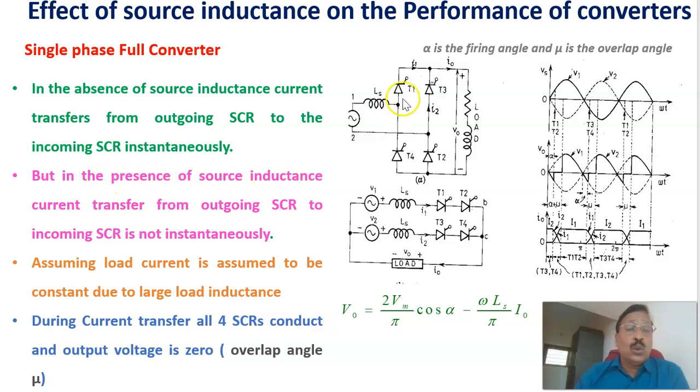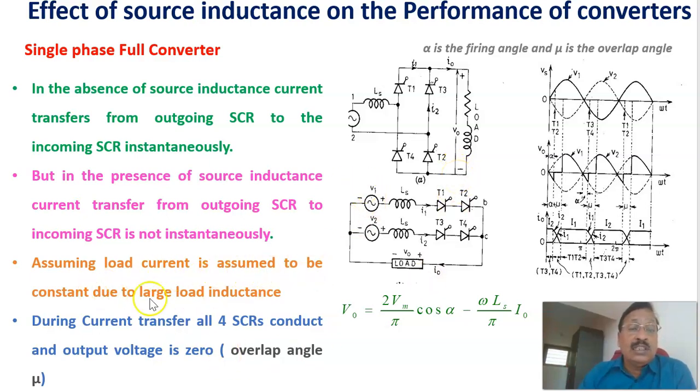In the presence of source inductance, current transfers from the outgoing SCR to the incoming SCR not instantaneously. In the absence of inductance, the change would be instantaneous. But if you consider the source inductance, the transfer is like this. It takes a certain time for the current to change. Therefore, we assume the load current is constant, because with a large value of inductance, the current through the RL load is constant.